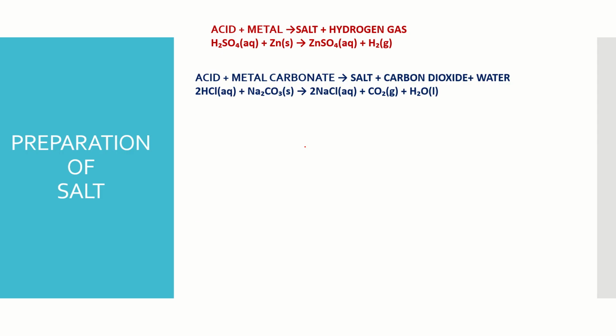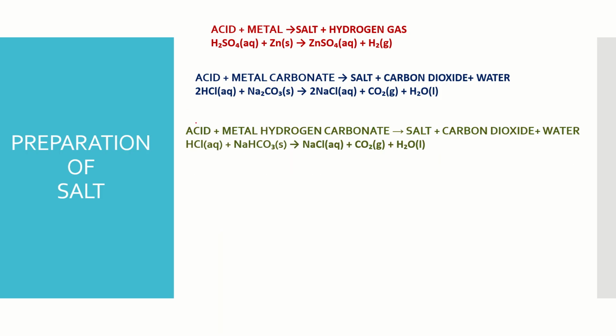Another method of preparation is when an acid reacts with a metal carbonate. We get sodium chloride salt, carbon dioxide gas is released and water is formed. Next, when acid reacts with a metal hydrogen carbonate, again we get sodium chloride as salt, carbon dioxide gas is liberated and water is formed. Next, when acid reacts with a metal oxide, so when HCl reacts with copper oxide, we get copper chloride salt and water is formed.